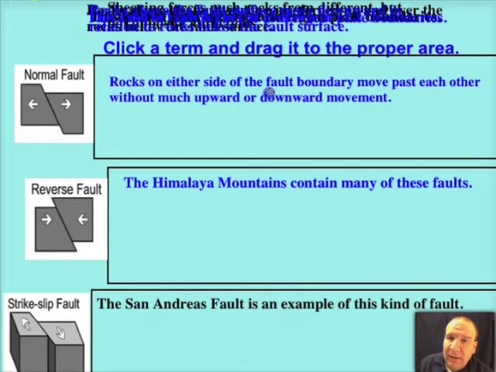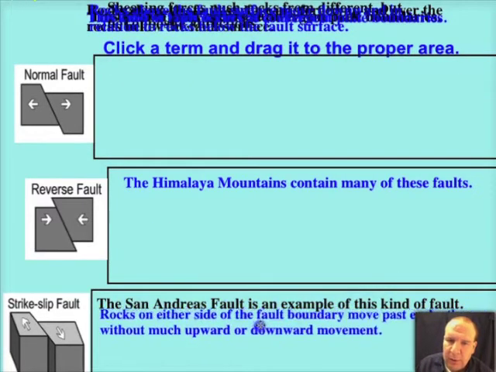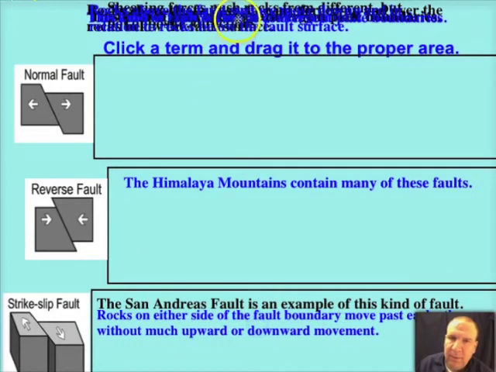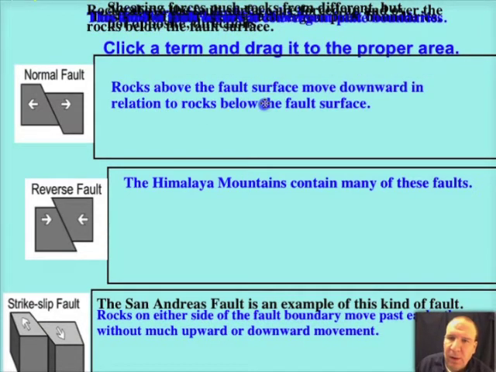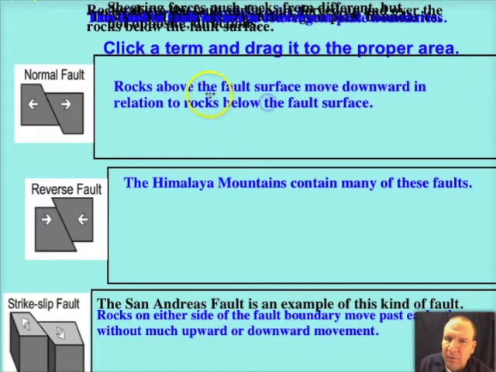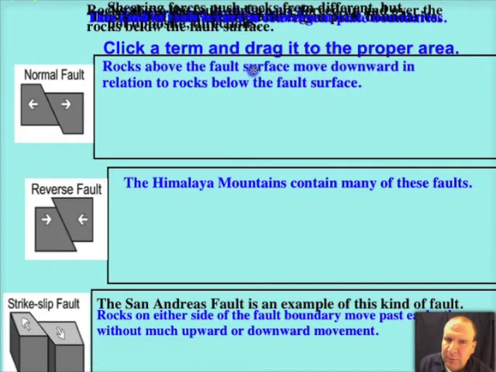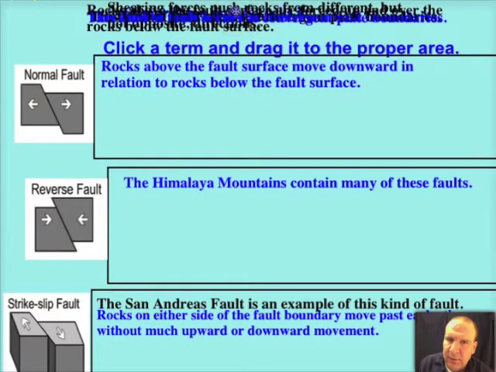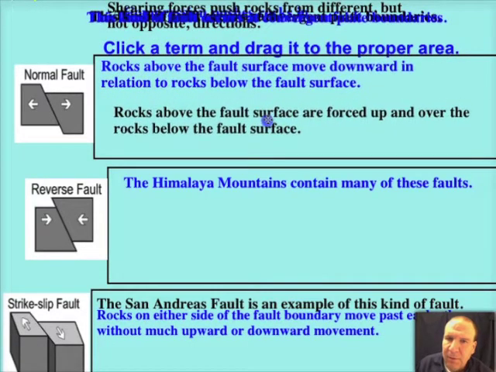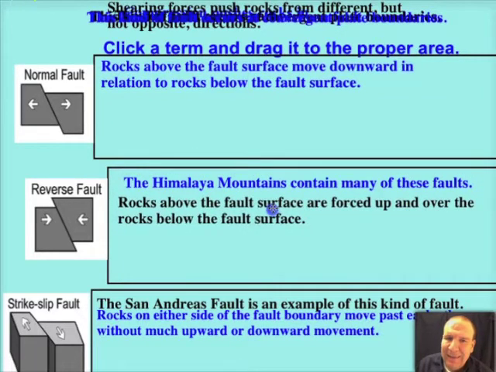How about this one? Rocks on either side of the fault boundary move past each other without much upward or downward movement. If you said strike-slip, you're right. Rocks above the fault move downward in relation to the rocks below the fault. Let's put that under normal fault, and you'll see the differences later. Rocks above the fault are forced up and over the rocks. That is the opposite of this one right up here, and this would be a reverse fault.